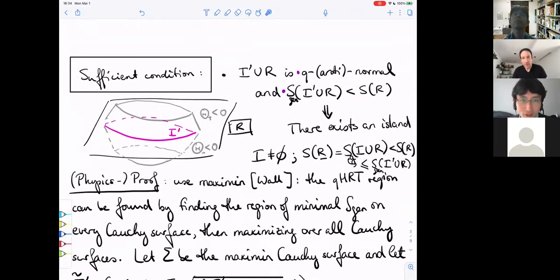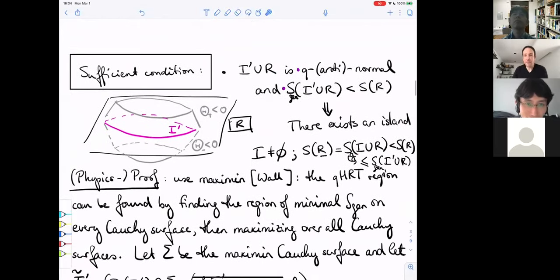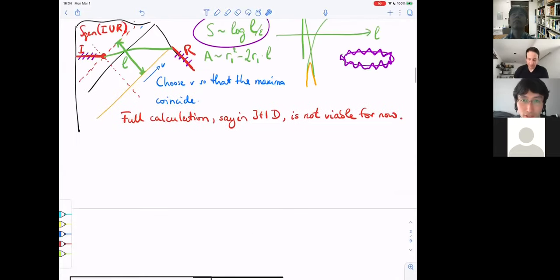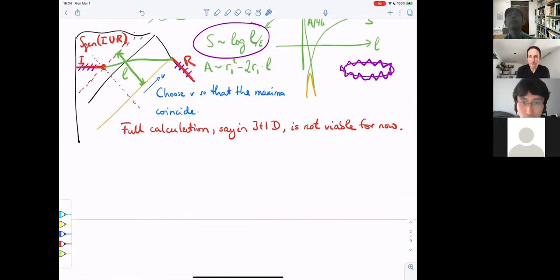Can I ask a short question? Please, yes. In the previous slide, you said full calculation in, say, 3+1 dimension is not viable for now. But is it the case even when you assume spherical symmetry? Yeah, it's even true if you assume spherical symmetry of the background, if that's what you're asking. So even for a Schwarzschild black hole, we don't know how to compute this. At least I don't know, and I'm not aware of anyone who knows.